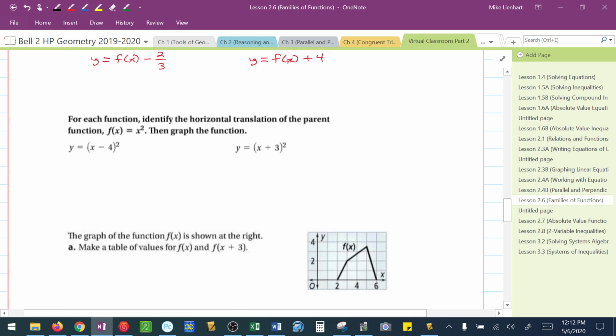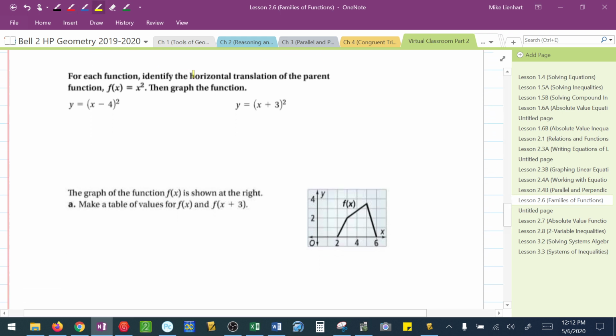All right, so what now if we change over to horizontals? Horizontal, remember, we're going to go right or left. I've got to identify my parent. There's my parent. f of x is equal to x squared. I know that left means add inside. Right means subtract inside. Those are my rules, right?